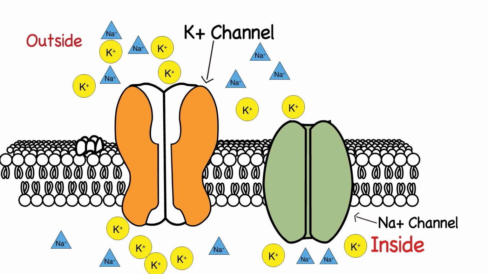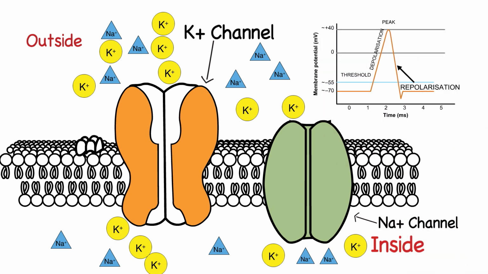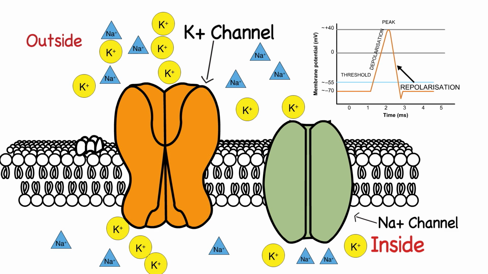The change in membrane potential also causes potassium channels to open, allowing potassium ions to leave the cell. This causes repolarization. Finally, both types of channels close, and the membrane potential returns to resting value.